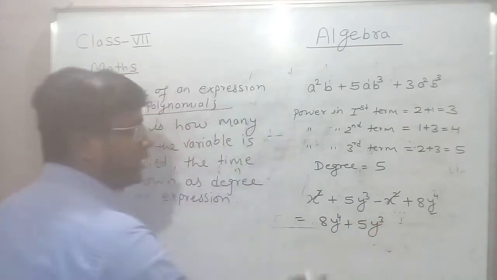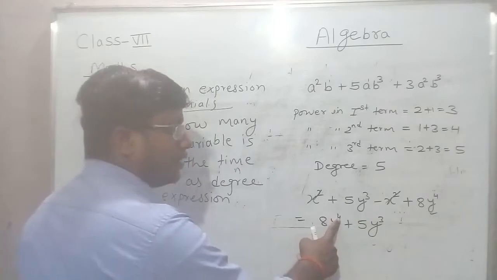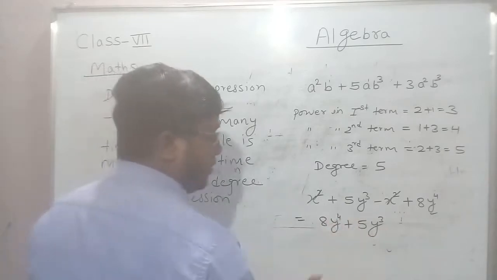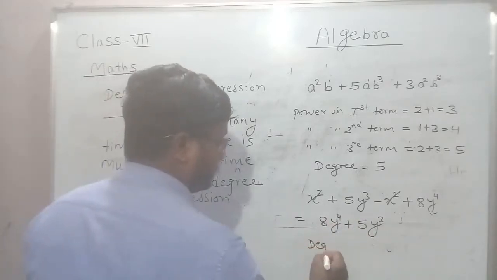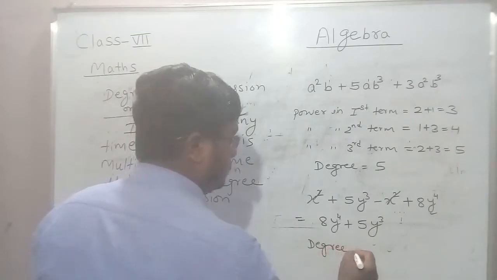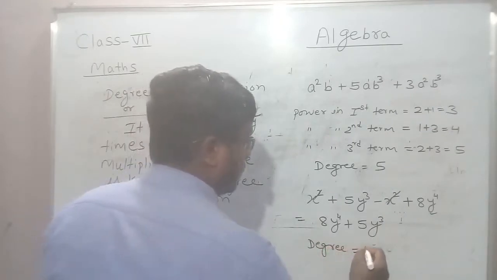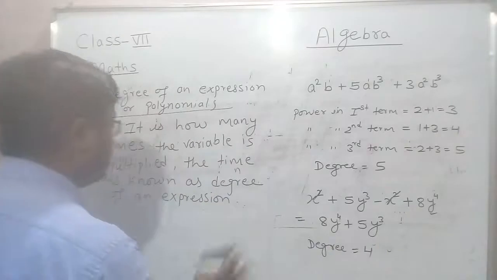So what will be its degree? In the first term the total power is 4, and in the second term the power is 3. So the degree is 4.